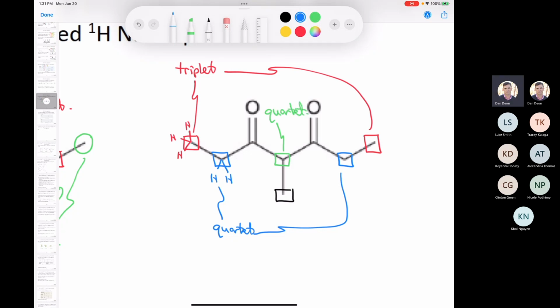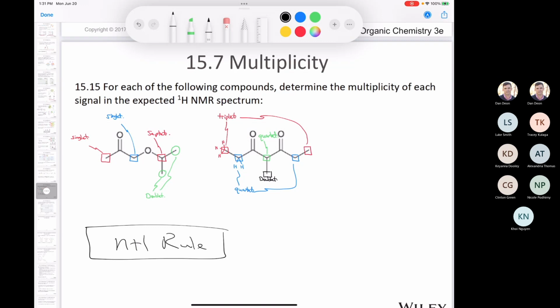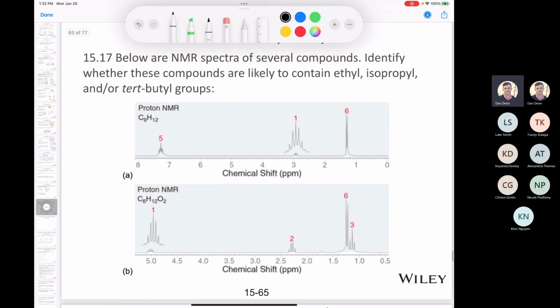And the last one is going to be the 3 protons in the black box. Those are only split by this proton. So 1 plus 1 gives us 2. And so these ones are going to give us a doublet. And that, my friends, is how you determine multiplicity using the n plus 1 rule. That's what this is. It's nothing more than an application of the n plus 1 rule. And it's a rule that you really want to make sure that you're fully aware of and that you're able to apply it moving forward. Well, let's take a look at some spectra and some multiplicity as it applies to spectra.